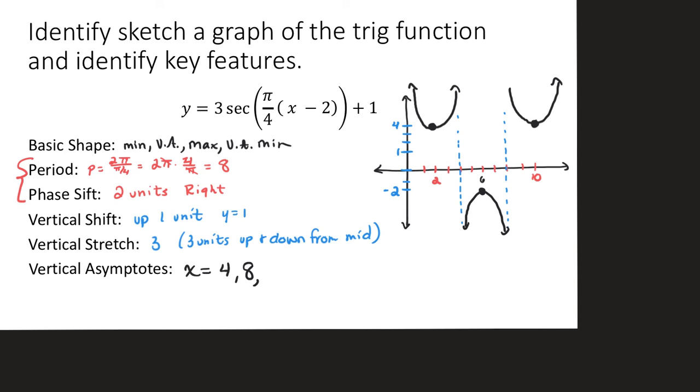And we also know that these are repeated values, so I can see the pattern here is going to be every 4 units. I could keep this going at 4, 8. I would have another one at 12, another one at 16, and so on for my vertical asymptotes.